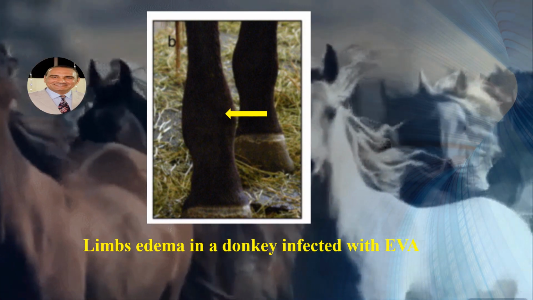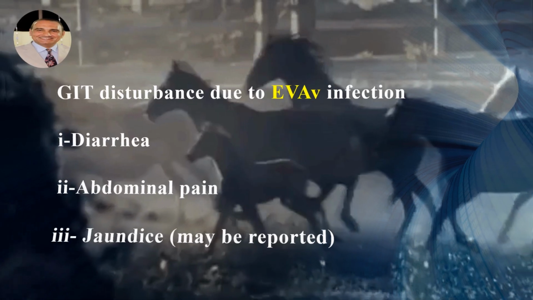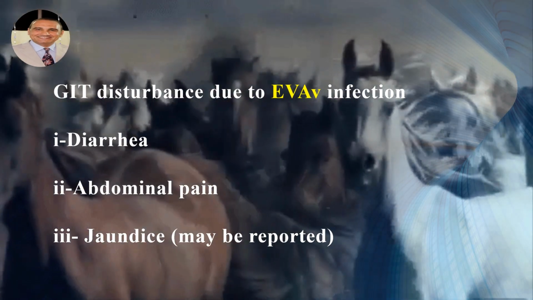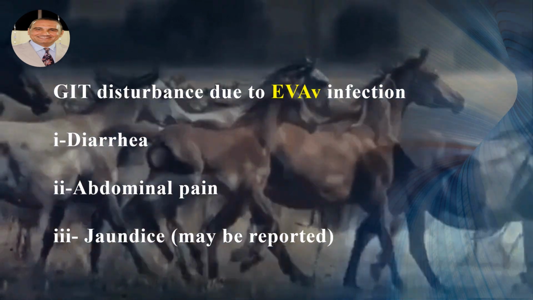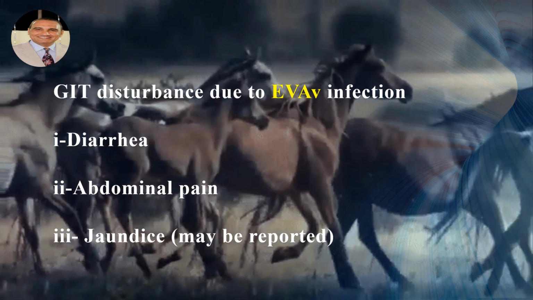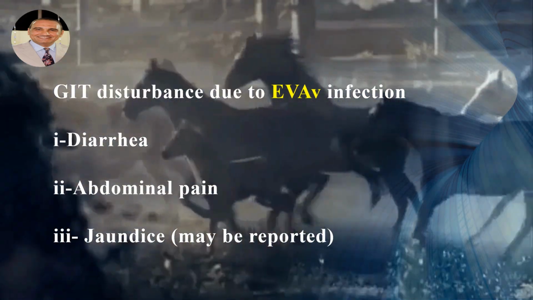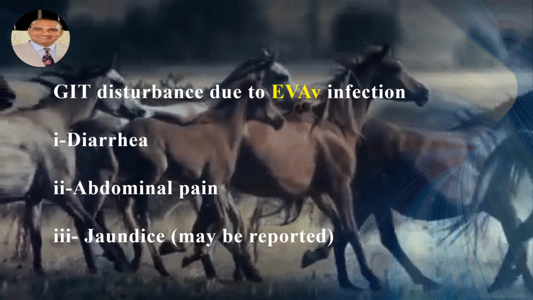Limbus edema in a donkey infected with equine viral arteritis. Gastrointestinal tract disturbance due to equine viral arteritis virus infection, showing diarrhea; abdominal pain and jaundice may be reported.